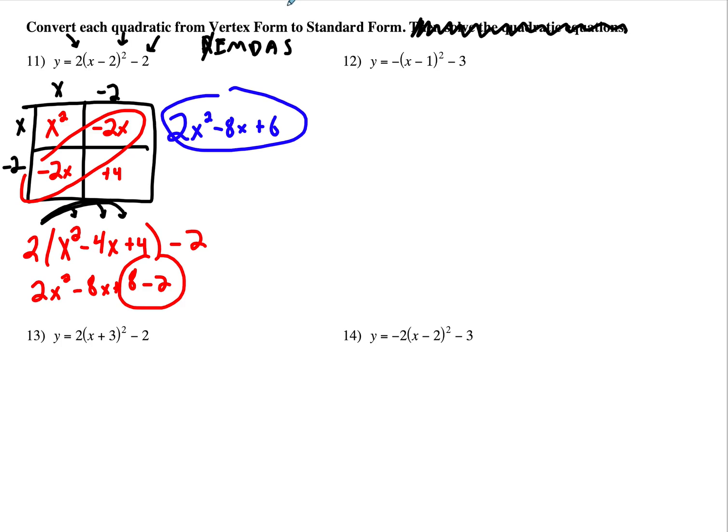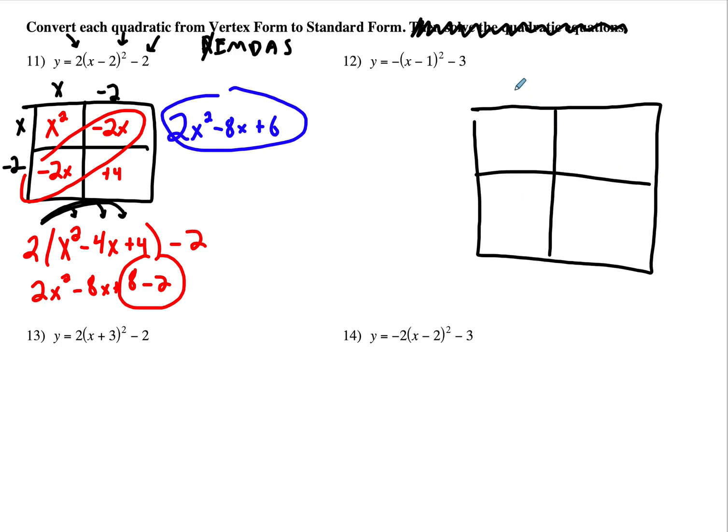All right, how about the next one? So the next one, we're going to do a similar thing. We're going to start with x minus 1 and x minus 1. So we get x squared, x times x. Negative 1 times x is negative x. x times negative 1 is also negative x, or negative 1x. And negative 1 times negative 1 is 1.